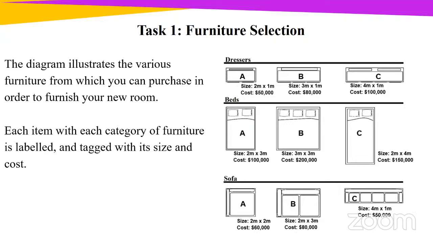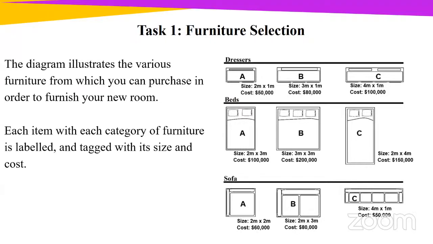Miss, 4 times 1 and $100,000. 4 by 1, very good. All right, let's go into the bed category. Which one would be the smallest bed there and the cost, and which one is most expensive in terms of cost?